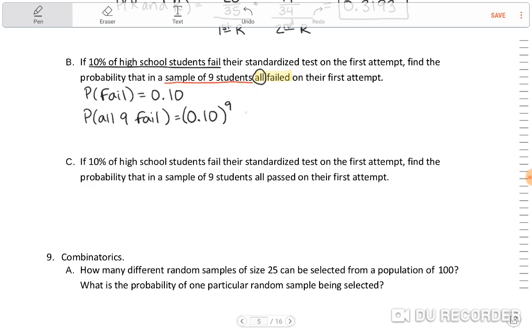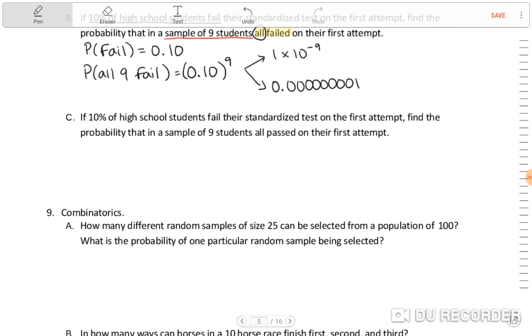Now, if we want to write this in scientific notation, which is what the calculator is going to give us, that's going to be 1 times 10 to the negative 9th. Now, if I'm going to write it in standard form, that means I move the decimal to the left 9 times. So I'm going to have a decimal with 8 zeros: 1, 2, 3, 4, 5, 6, 7, 8, and a 1. Wow. Talk about low chances. So a very, very small probability that all 9 of these students will fail their standardized test on the first attempt.